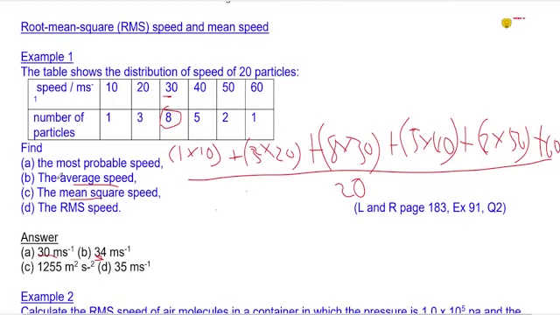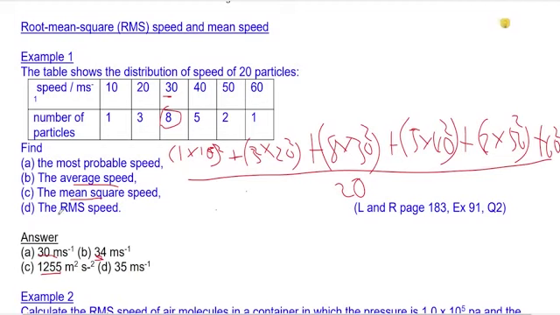Now to move on to the mean square speed. Remember I said that this is equal to the mean of all the squared speeds, or the mean of the square speeds. In place of this, I'm going to put that squared over there, and then this will be squared, this will be squared, this will be squared. So I'm looking at all the squared speeds. If I do that and then divide by 20, you're going to get 1255. So please do it and then let me know in the comment section.